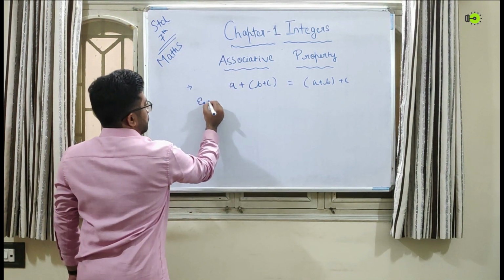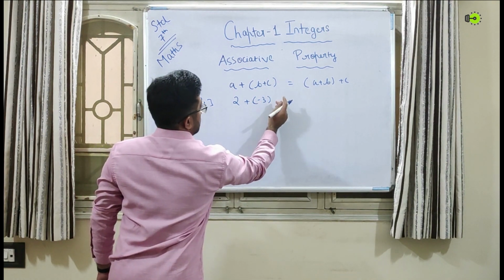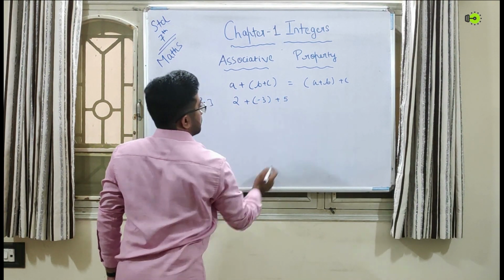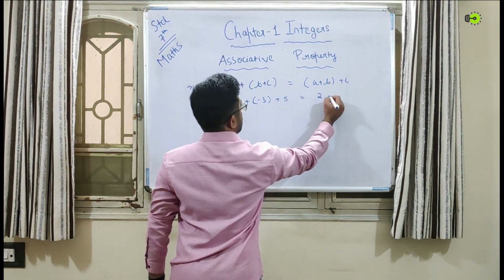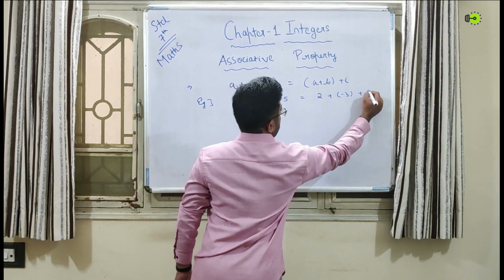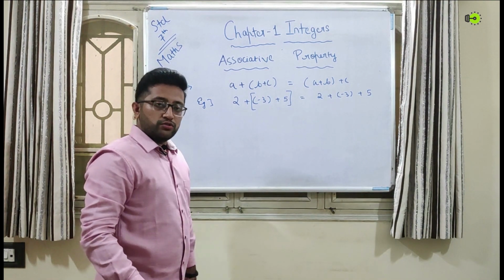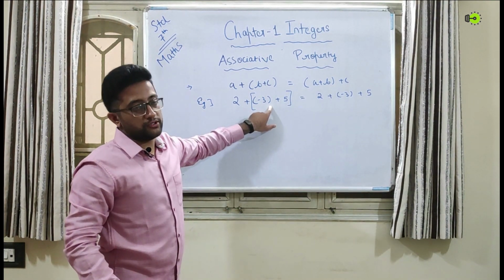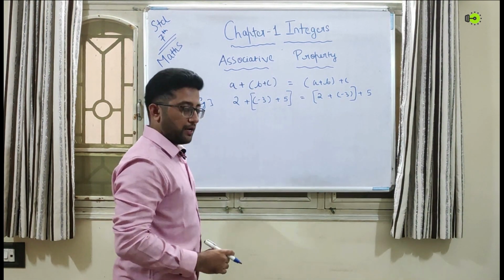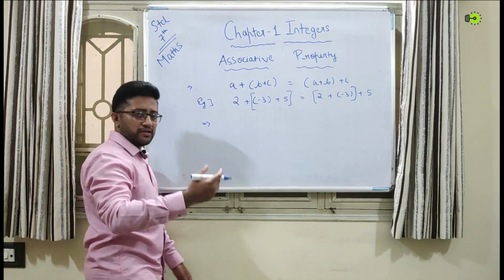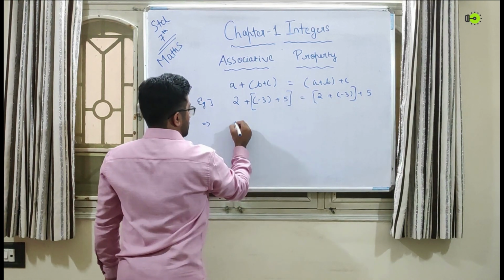So suppose here I have 2 plus minus 3 plus 5. Okay. Similarly, I have the same numbers here, 2 plus minus 3 plus 5. Now first of all, I will group these two numbers, so I will solve this first in LHS. Here I will group these two numbers and will solve this first on RHS. So let us check whether the answers are the same or not, because as per the property it must be the same.